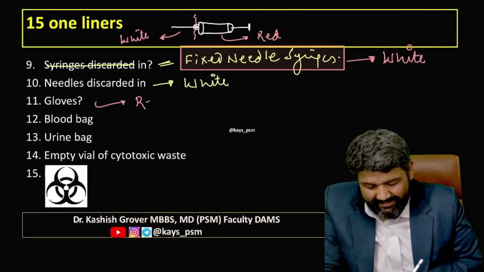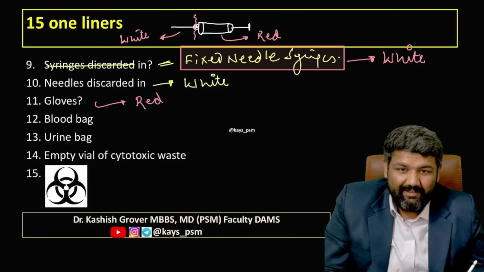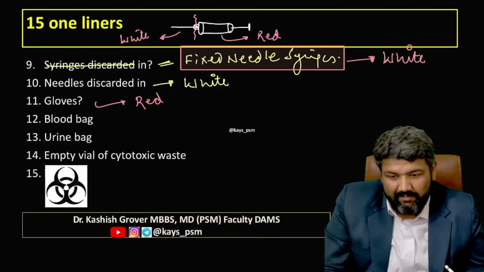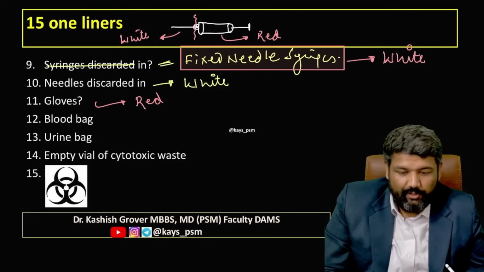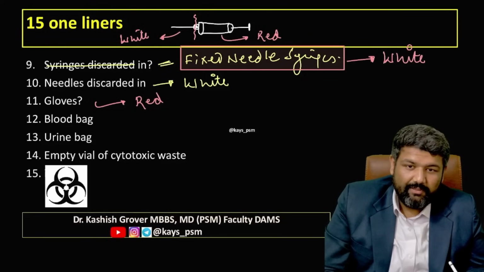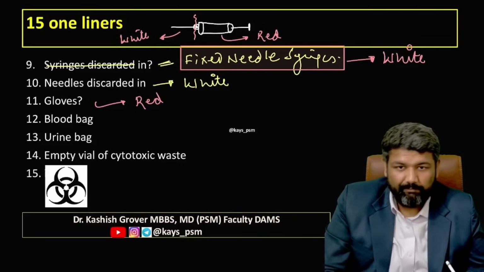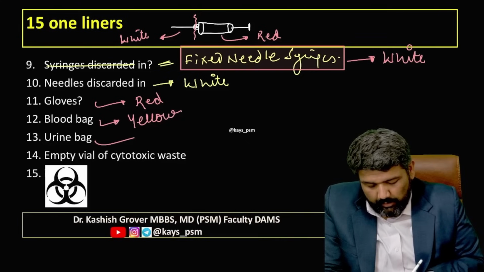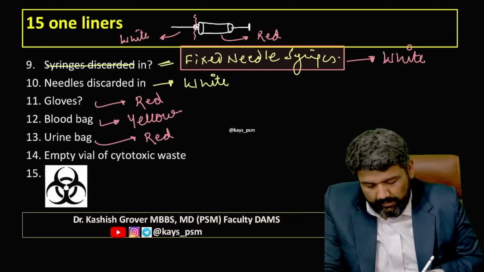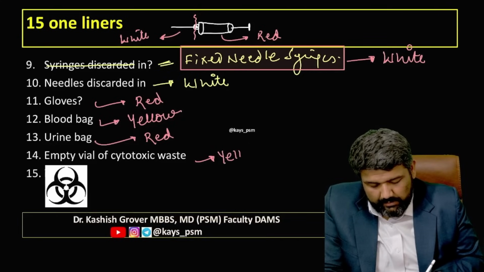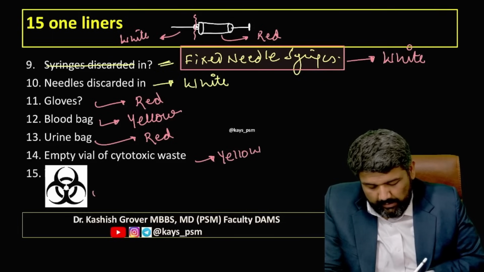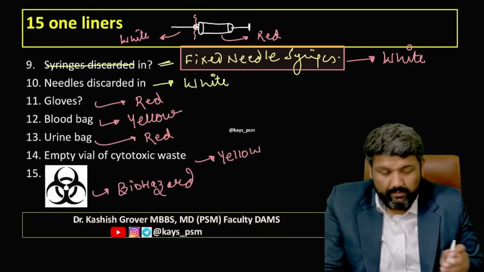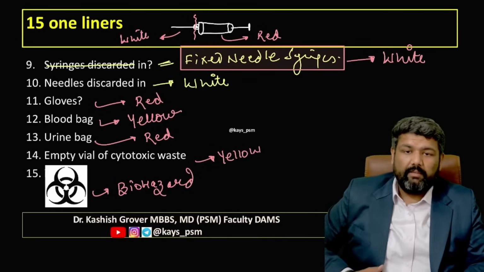Gloves, contaminated, non-contaminated, blood stained, not blood stained, PVC, non-PVC, used, unused, all go in red. Blood bag, yellow. Urine bag, red. Empty vial of cytotoxic waste, yellow. And this logo is for biohazard.